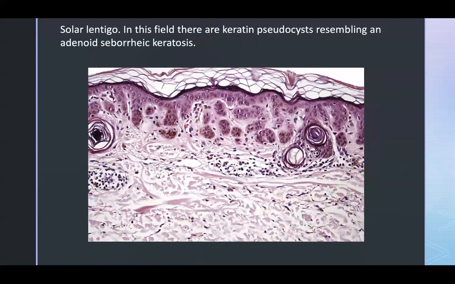This is a picture of a solar lentigo, and in this field, you see some keratin pseudocysts, which actually resemble an adenoid seborrheic keratosis. But the important thing is that this is a lentigo because you have increased melanocytes at the base of the reedy ridges. You also have solar elastosis in the upper papillary dermis. Even if you see these pseudo-horn cysts, it doesn't mean that you have a seborrheic keratosis. You could describe in your report that you're getting some seborrheic keratosis-like change, but there's definitely a lentigo here.